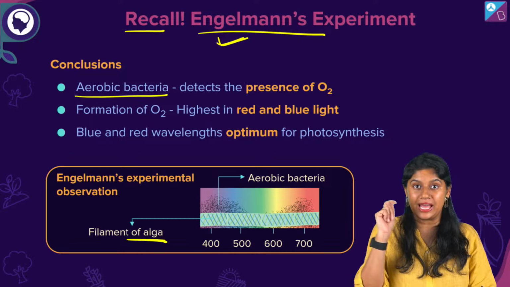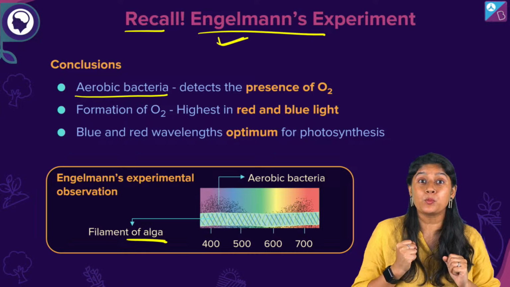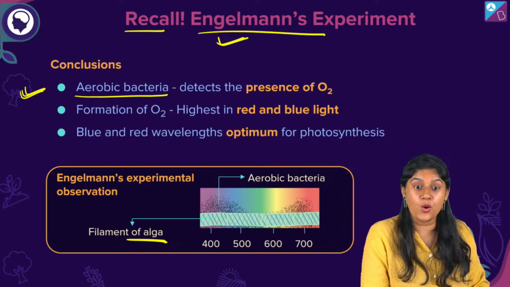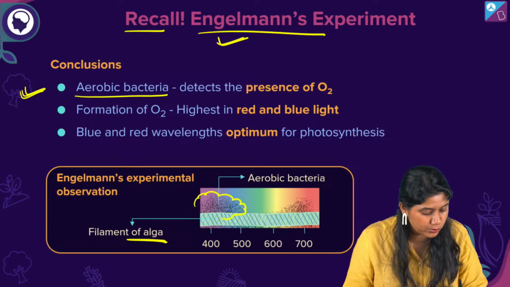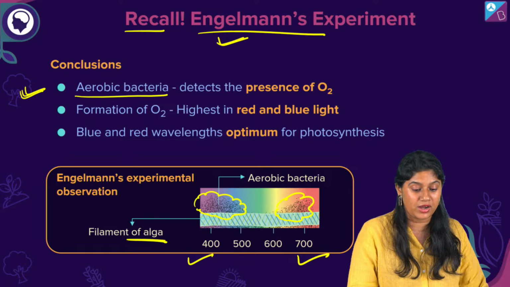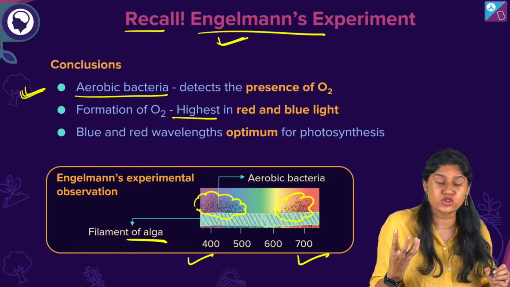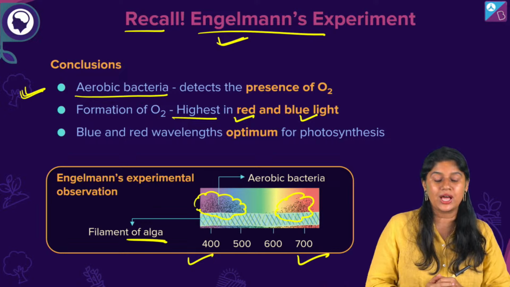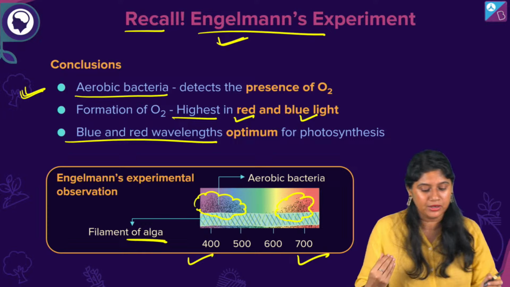He took an alga, and what did he do? He kept it in sunlight, with water around it. What he observed was the aerobic bacteria. These aerobic bacteria detect the presence of oxygen, and they accumulate where there is more production of oxygen. Which region was that? The red and the blue wavelength region, right? So the formation of oxygen is highest at the red light and the blue light altogether. So blue and red wavelengths are optimum for photosynthesis.